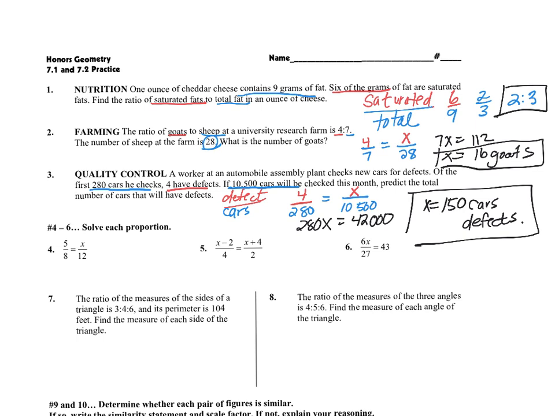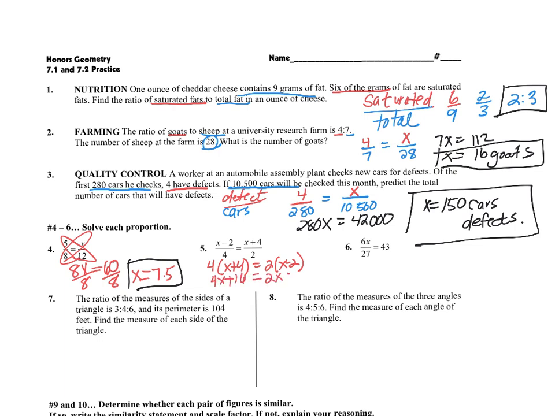For 4, 5, and 6, we are just solving proportions, so basic cross multiplication and then division, and that will divide out to 7.5. With our next one here, we're going to have to use the distributive property. We're going to take 4 times x plus 4 equal to 2 times x minus 2 when we do the cross multiplication. And that's going to give us 4x plus 16 is equal to 2x minus 4.